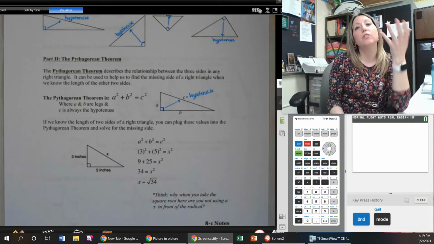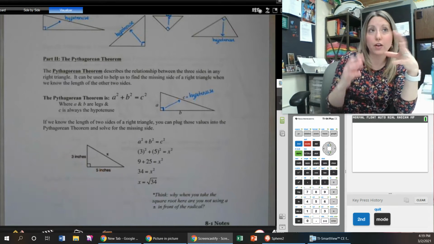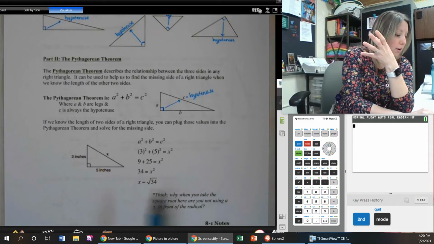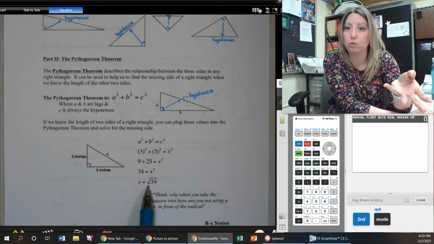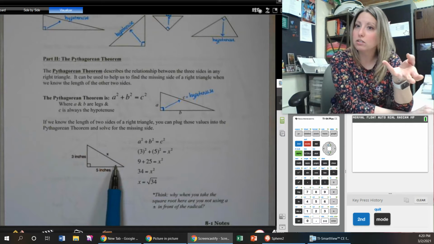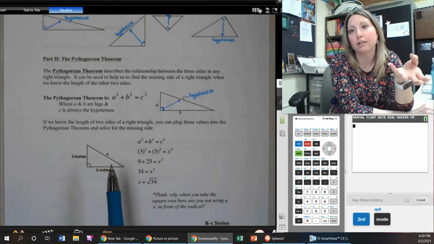Okay. One of the cool things about this is it applies the idea of having a principal square root. I took the square root of both sides here. This should be plus and minus radical 34, right? I'm not going to have a negative length of a side. So that's when I don't have to add the negative to part of the radical.